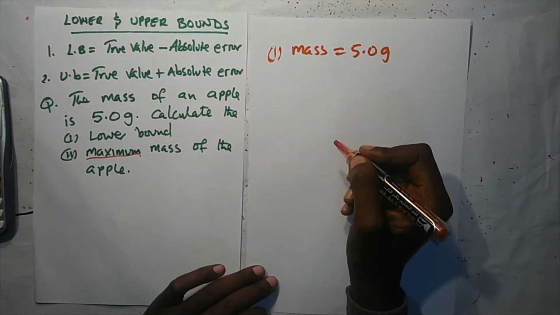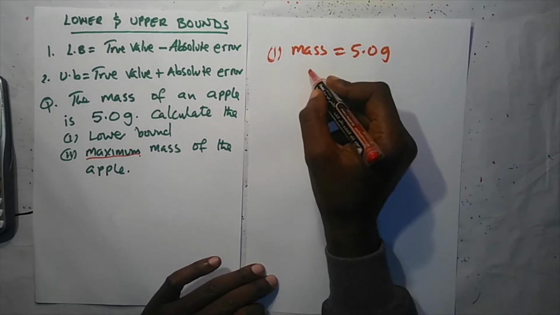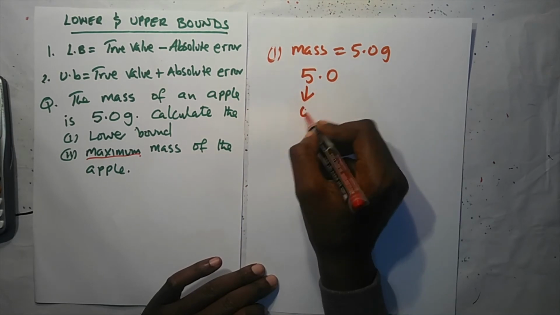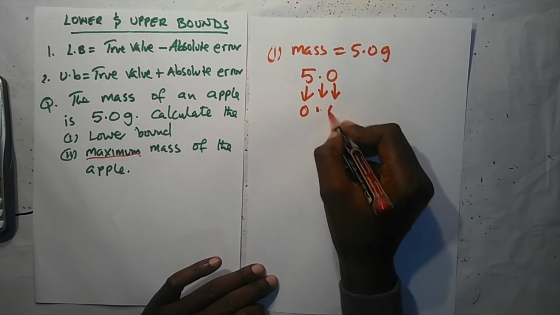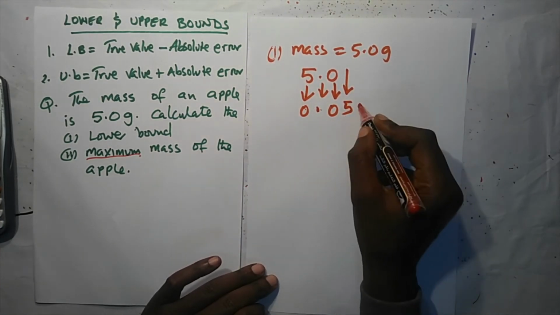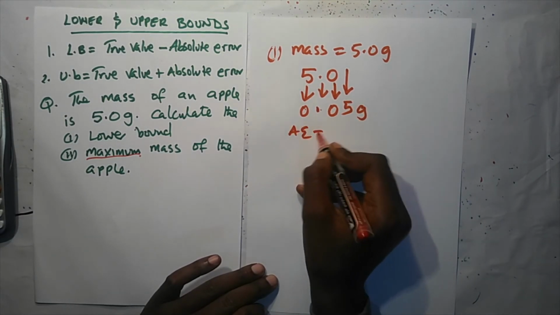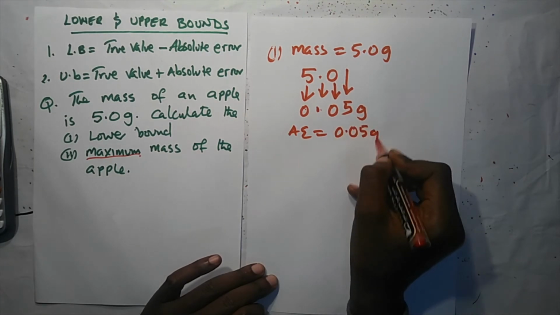The first thing we do is find the absolute error. It is found like this. You have 5.0 here. Under this 5 you put a 0. Under the decimal point you put a point. Under this 0 you put a 0. And at the end, where there's no number, you put a 5. The units are the same, grams. So the absolute error for this mass is 0.05 grams.